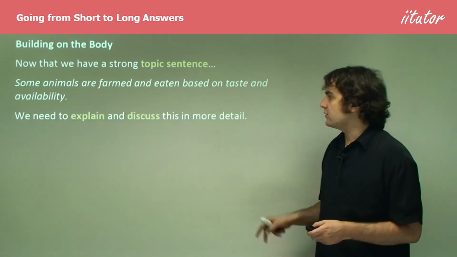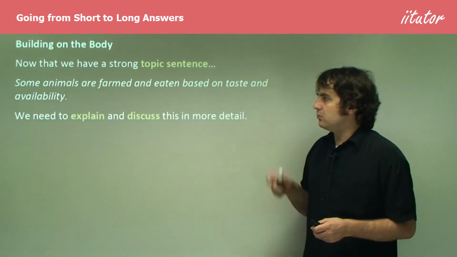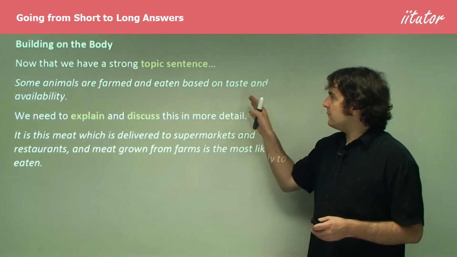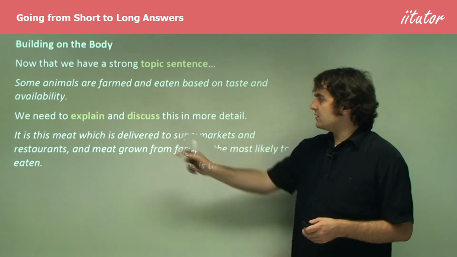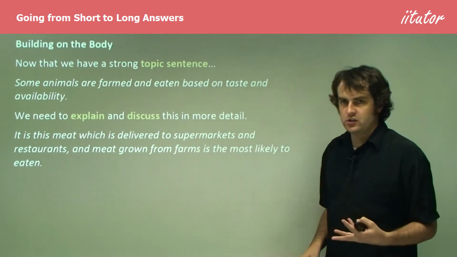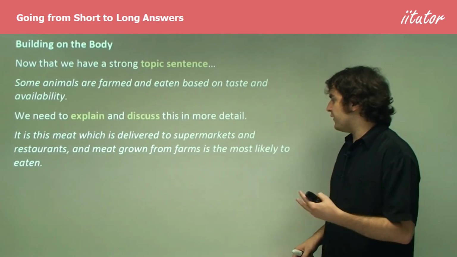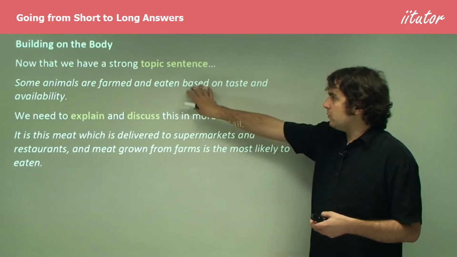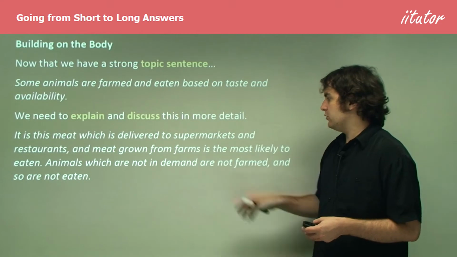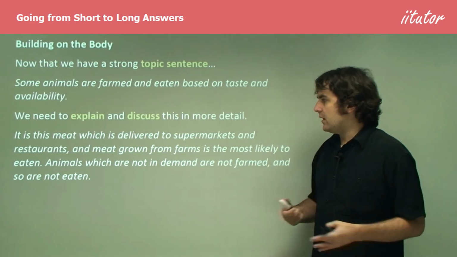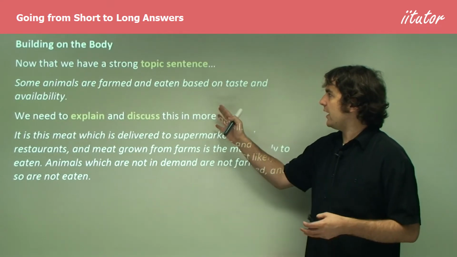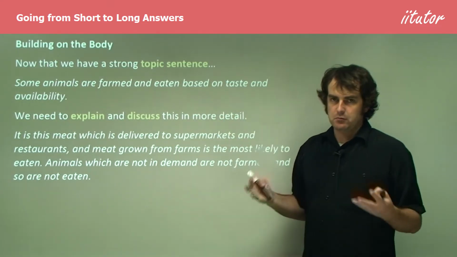We now need to focus on explaining it and discussing it in more detail. So, some animals are farmed and eaten based on taste and availability. It is this meat which is delivered to supermarkets and restaurants. And meat grown from farms is the most likely to be eaten. Okay, so now we've gone into a little bit more depth on that. Animals which are not in demand are not farmed and so are not eaten. So it explains why farmed and eaten animals are ones that we prefer.